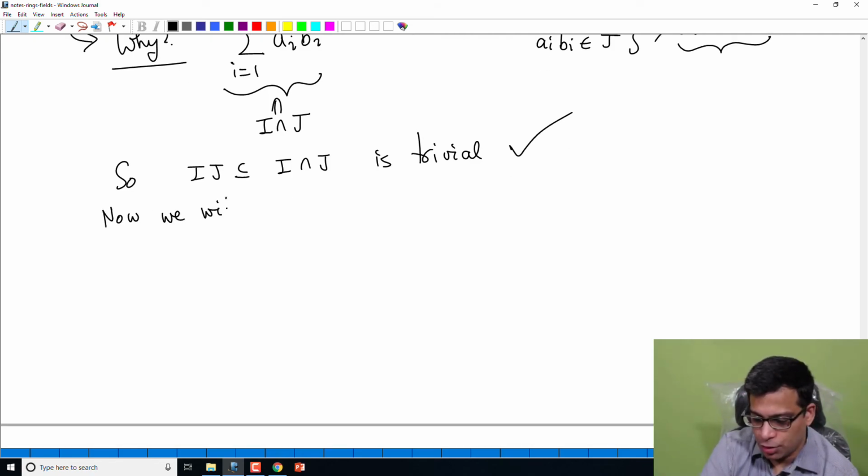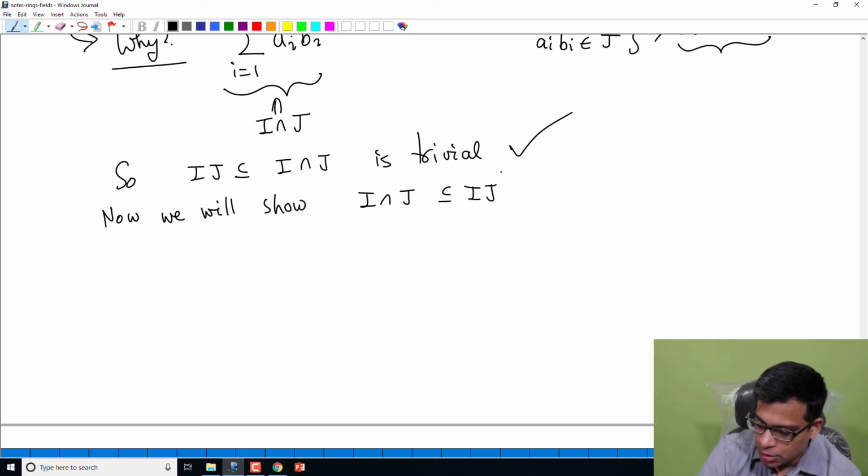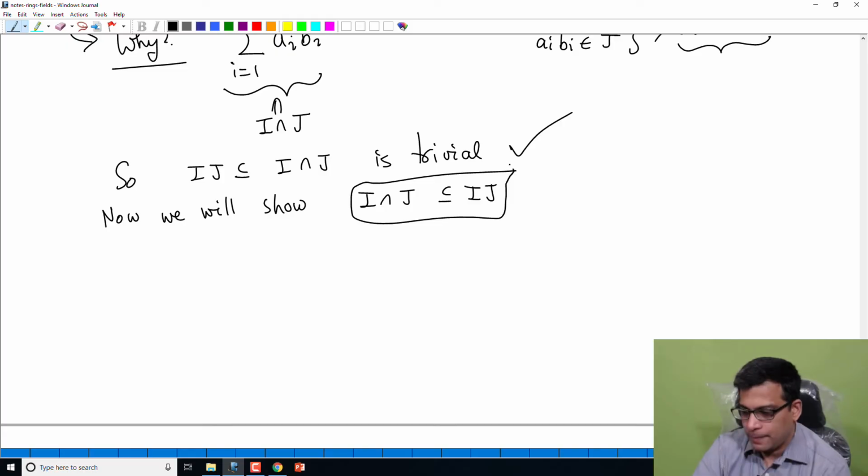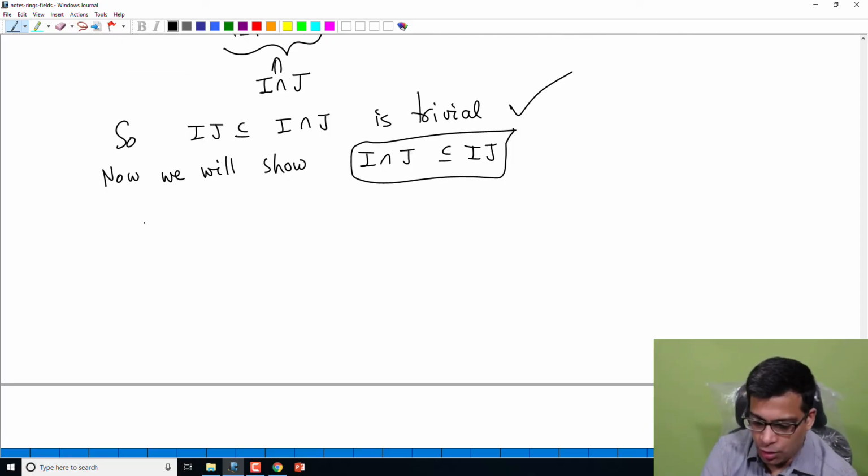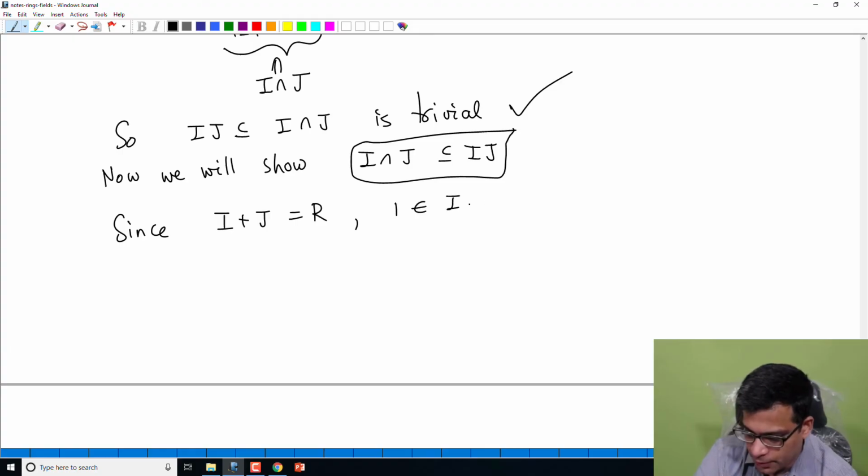the opposite inclusion holds. Now we will show I intersection J is contained in IJ, and this is the crucial inclusion that's not in general true. After solving this, I will give you an example. This requires the hypothesis that I plus J is equal to R. So now, since I plus J is equal to R, the element 1 belongs to I plus J, right? Because the identity element 1 is a ring element, it's in R. But I plus J is equal to R, so 1 is in I plus J.